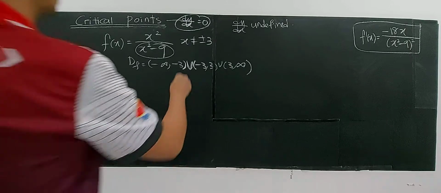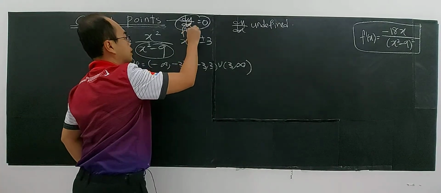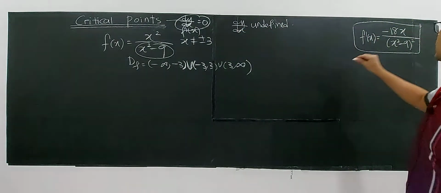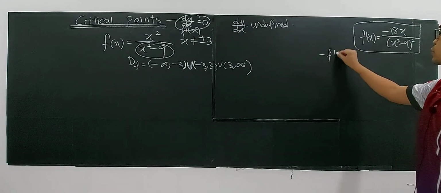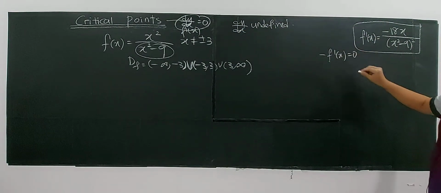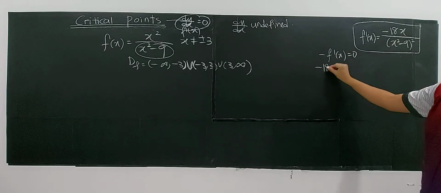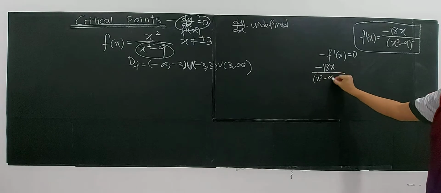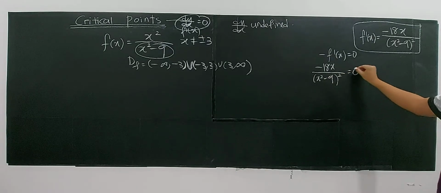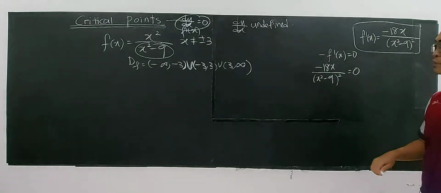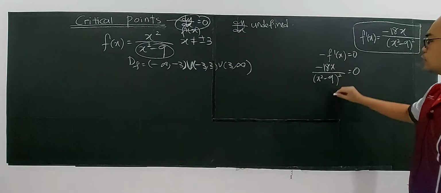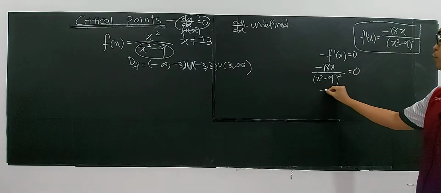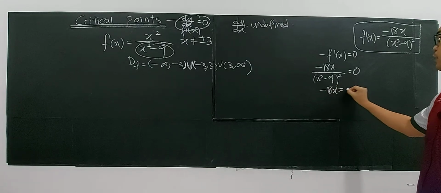Now we consider the first case, dy/dx equals 0. dy/dx is f prime x. So for the first critical point, consider f prime x equals 0. So negative 18x divided by x to the power of 2 minus 9 squared equals 0. Yes, this is possible to become 0 because there is an x here. So a over b equals 0. If a equals 0, that means negative 18x equals 0.